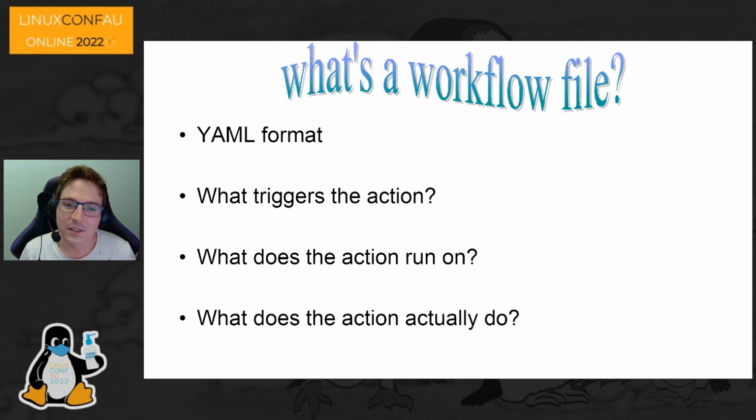You need to define within that file what triggers the workflow. So what are the conditions for it to run? You need to describe what the workflow will run on. So what hardware, essentially, what you are asking GitHub for. And then, the meat and potatoes of what does the action actually do.